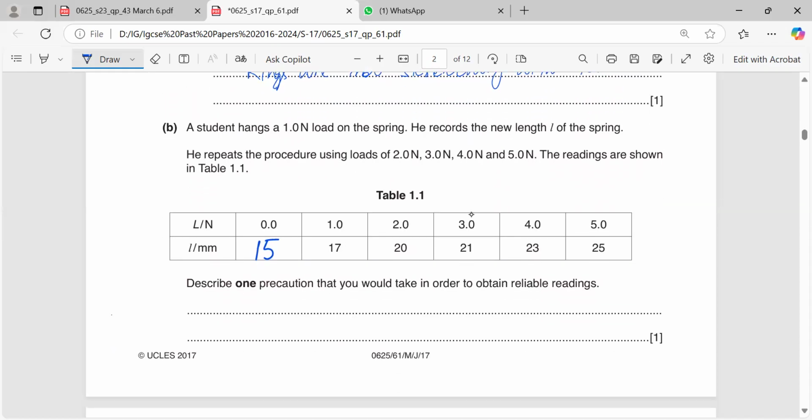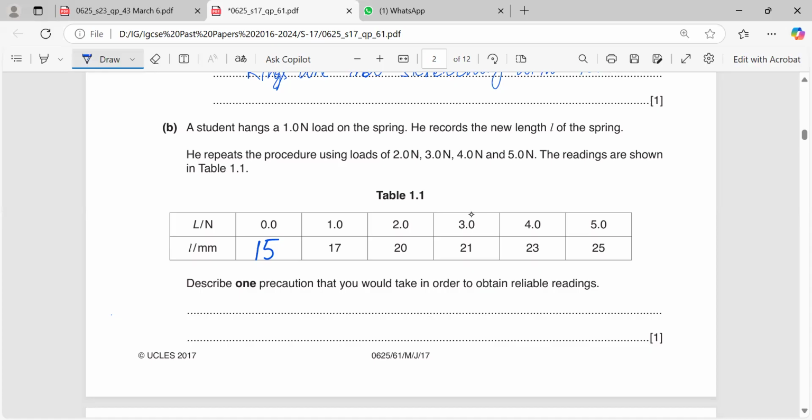A student hangs a 1 Newton load on the spring. He measures and records the new length L of the spring, meaning the stretched length. He repeats the procedure using loads of 2 Newton, 3 Newton, 4 and 5 Newton. The readings are shown in table 1.1. Load is in Newton, length is in millimeters, and different lengths are given.